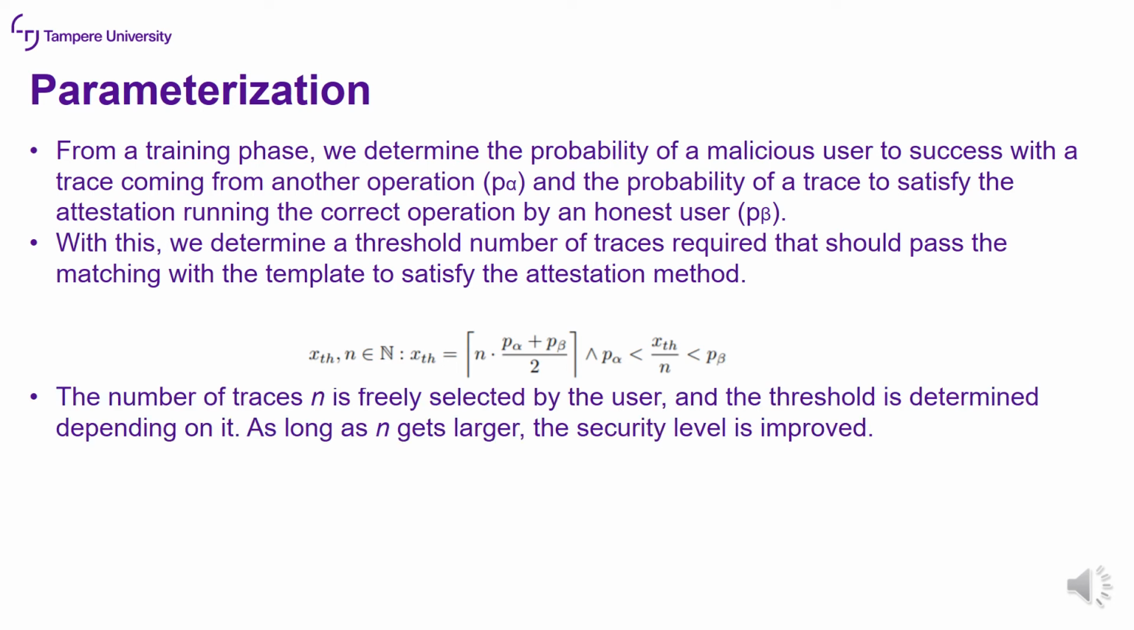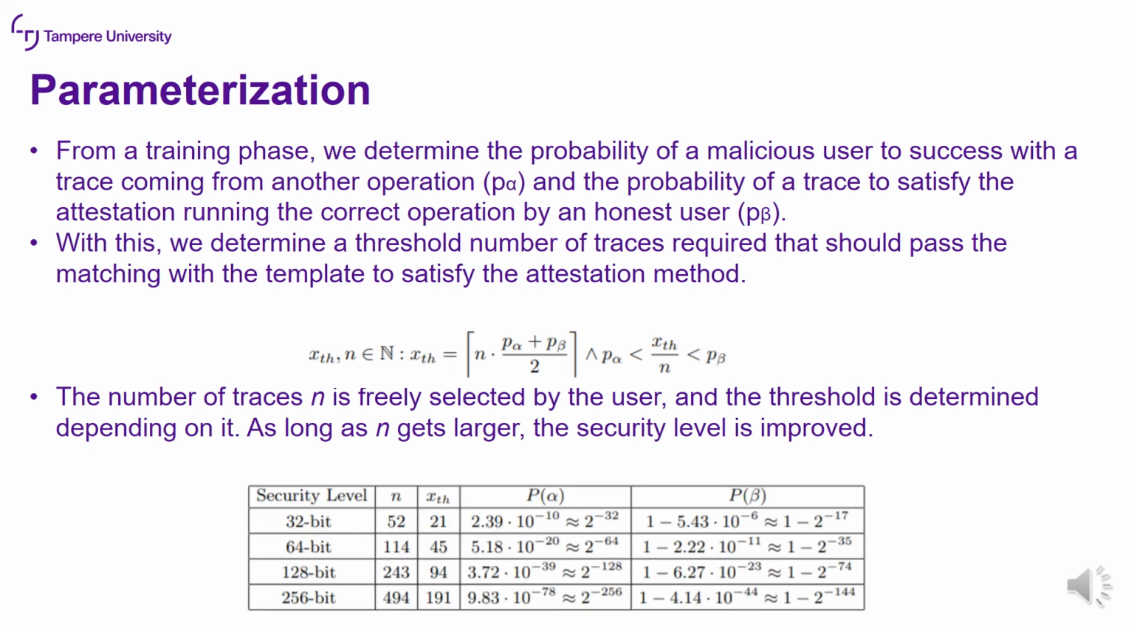As well, the number of traces n is also selected by the user, and the value of the threshold is determined depending on it. As long as n gets larger, the security level is improved. The following table determines that for our worst-case scenario, 52 traces is sufficient to achieve a 32-bit security level, which guarantees that the probability of a malicious user to succeed is less than 2 to the minus 32. If we want to improve the security level to 128 bits, we will need to use 243 traces, or 494 in the case we aim to achieve a 256-bit security level.